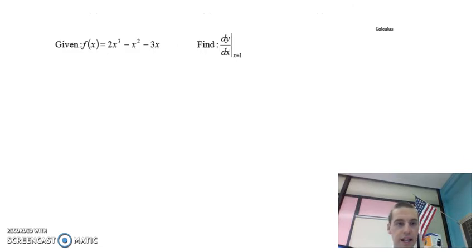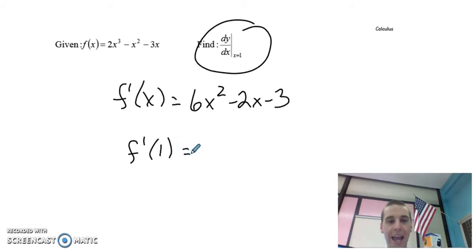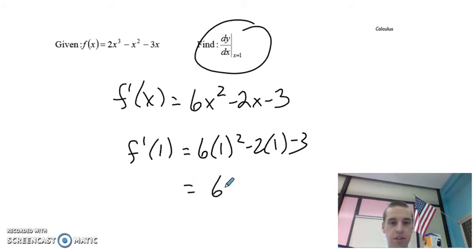Okay, on to the last one. All this is stating, and I'm not going to go over this because we have a cube, if you don't want to go over it, that's fine. You're going to get f prime of x to equal 6x squared minus 2x minus 3. What this is stating is that you're going to plug in 1 at that moment. So 6 times 1 squared minus 2 times 1 minus 3. 6 minus 2 minus 3, we're going to get 1.